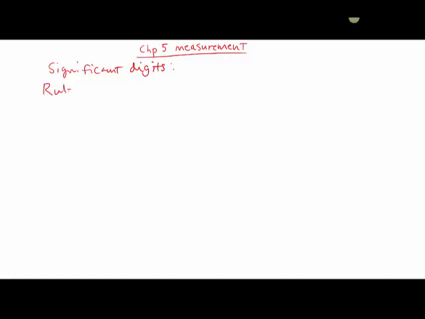Rule 1. I'm going to give you the shorter version, but you can find this in the book too. Digits other than 0 are always significant. Digits other than 0 are significant. Okay?